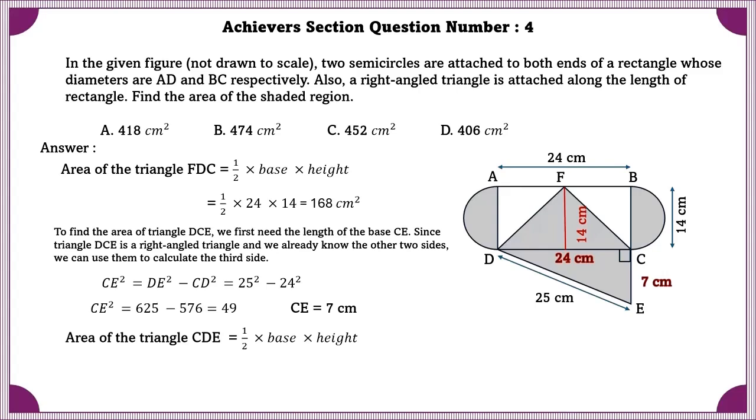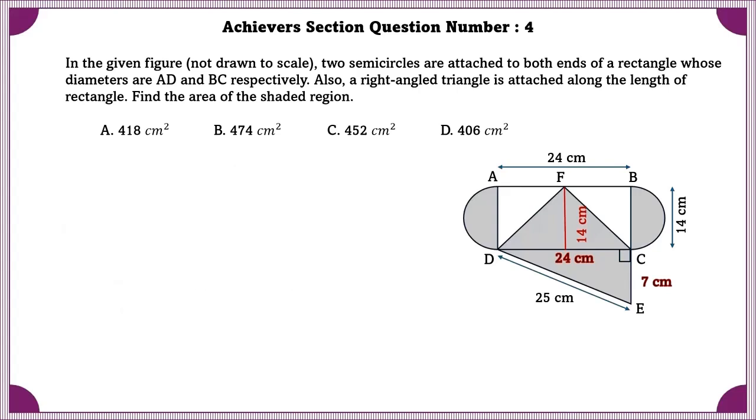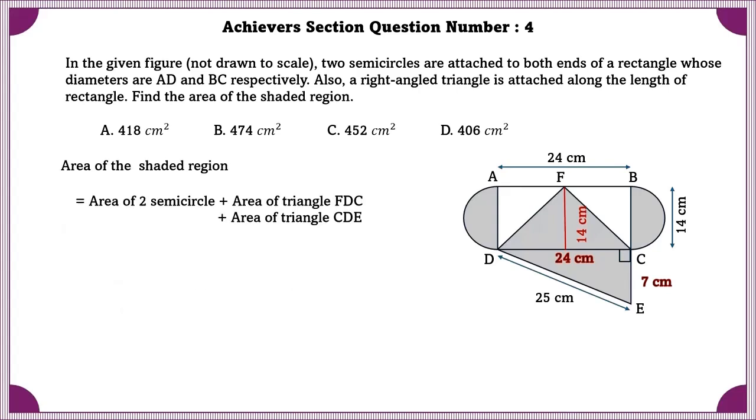Area of the triangle CDE is equal to 1 by 2 into base into height. Since we know both base and height, we can calculate the area, that is 84 centimeters square. Area of the shaded region is equal to area of two semicircles plus area of triangle FDC plus area of triangle CDE, which is equal to 406 centimeters square.